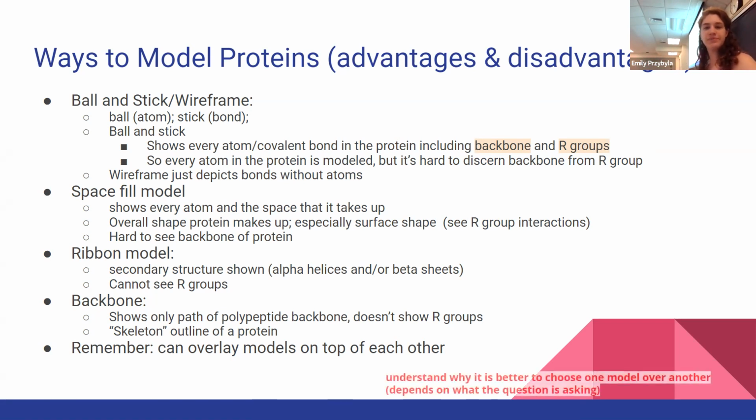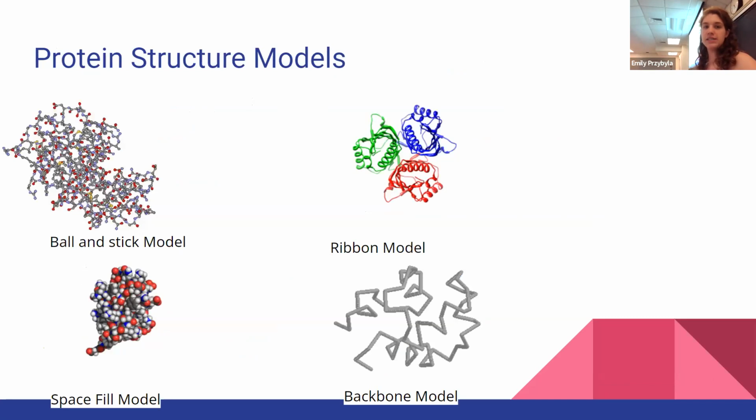So here are some pictures. Oh, yeah, and you should understand why choosing one over another would be good. If I wanted to look at R group interactions, I probably wouldn't do a backbone or a ribbon model, because you can't see R groups in those. Does that make sense? Those are the kinds of questions this is asking. So here's a ball and stick. You can see your little balls and the sticks. And a lot of times they'll be in software where you can move it around, if anyone's played on OWL. Yeah, Orgo.